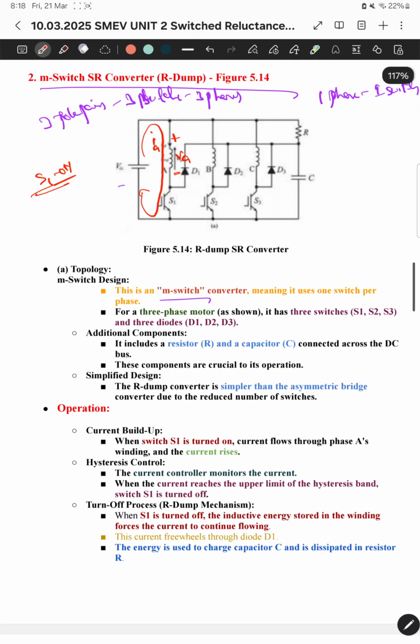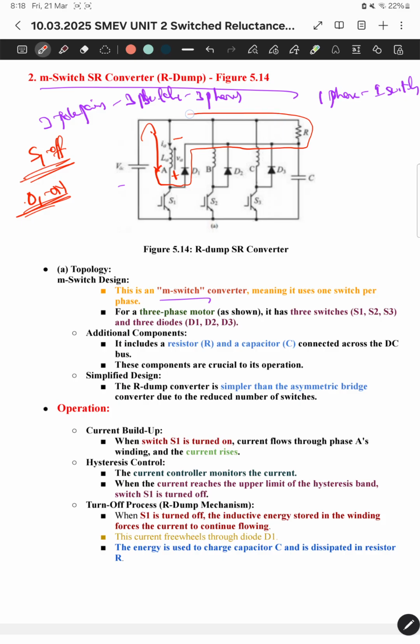So when S1 is off, what happens? When S1 is off, then D1 will be on. As the diode conducts, the inductor changes its polarity and the current has to flow in the same path. Current direction will remain the same. The current will flow through this D1, pass through the resistance, and go back to the phase A winding. In this manner, it forms a closed path.